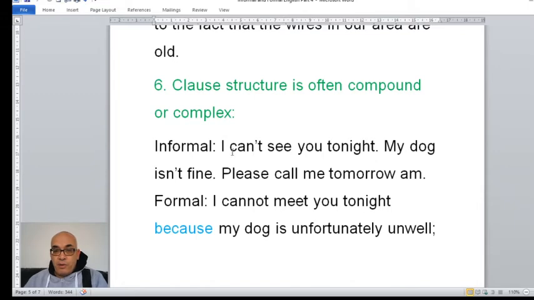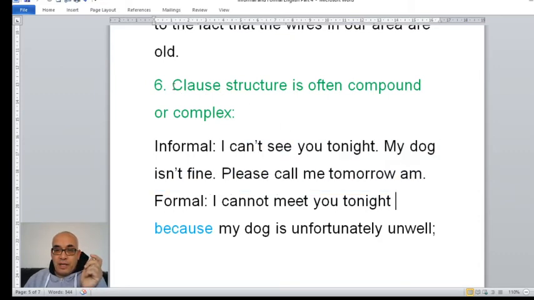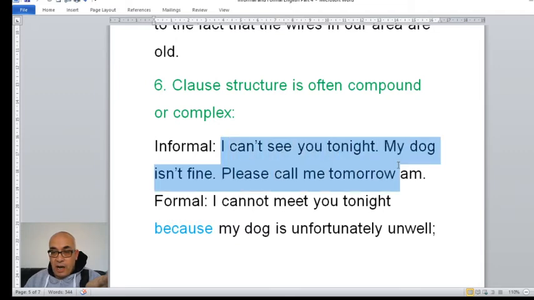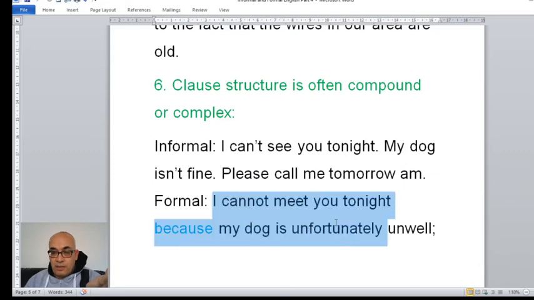So I put all these sentences, I put them in one sentence. Why? Because in formal English, the clause structure is compound or complex. If I use because here, because is a conjunction and it makes the sentence complex. And all these three sentences, I put them in one sentence and I use because.